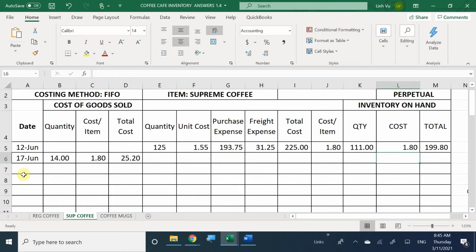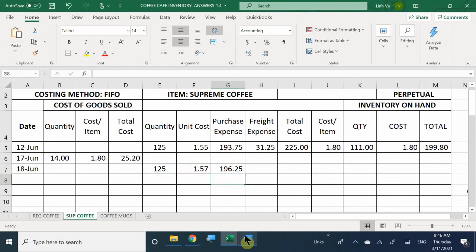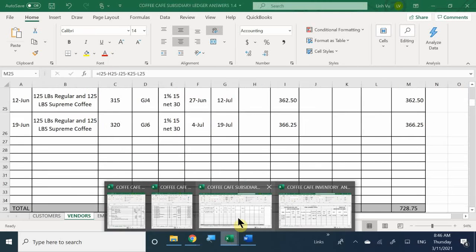All right. So again, June 18. How many pounds did I purchase? 125. At what price per pound? $1.57. What's the total purchase price? 196.25. Good. So now what? What else do we have to do? There's one more thing that we have to do.